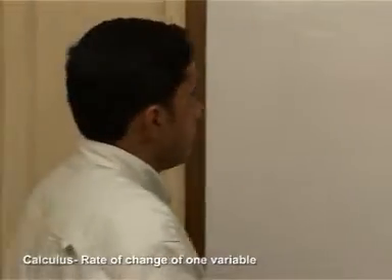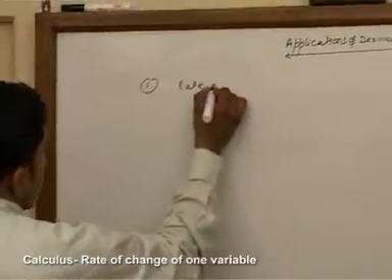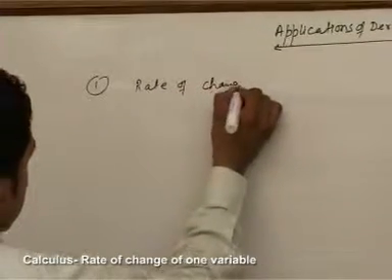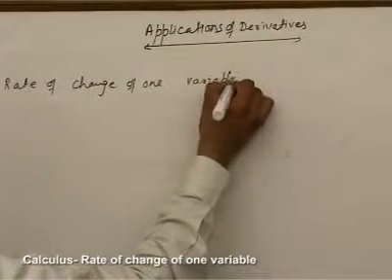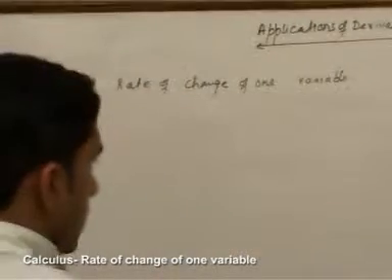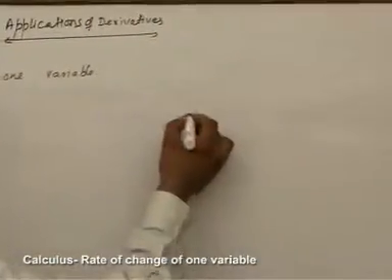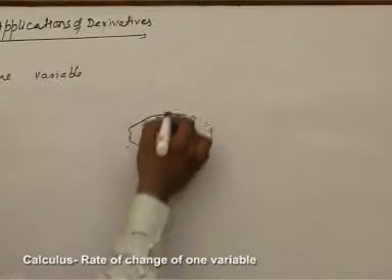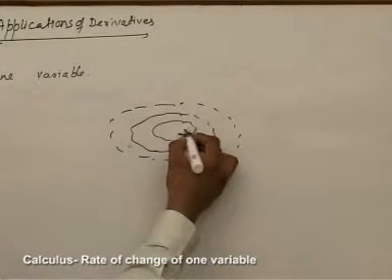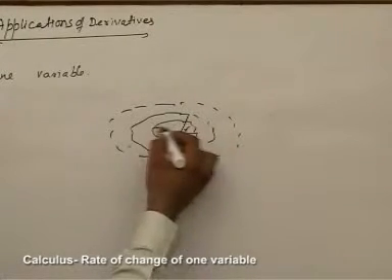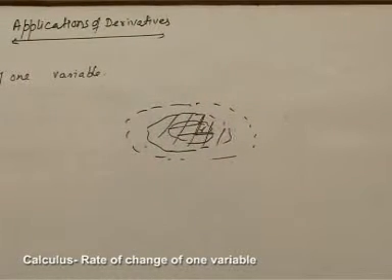One very simple application is rate of change. Rate of change of one variable. Say when we throw a stone in a lake or pond, ripples like this will form. What we see is, as the radius increases, the area of the circle also increases. This can be taken as one case of rate of change.